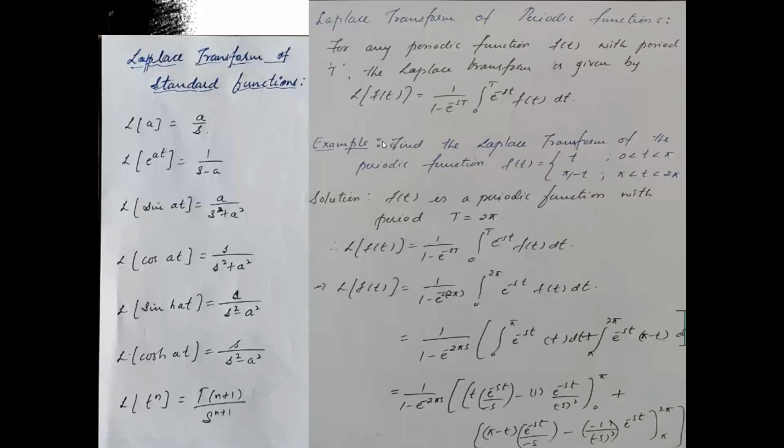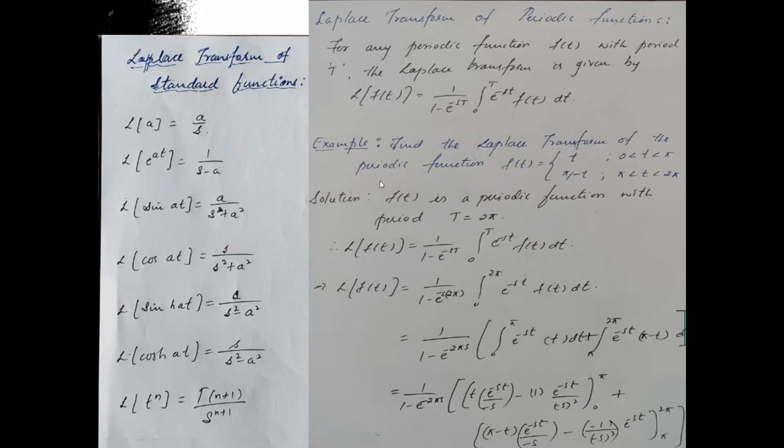Let us consider an example. Find the Laplace transform of the periodic function f of t defined as t in the interval 0 to pi and pi minus t in the interval pi to 2 pi. So the function f of t is defined in two intervals, from 0 to pi and again from pi to 2 pi.